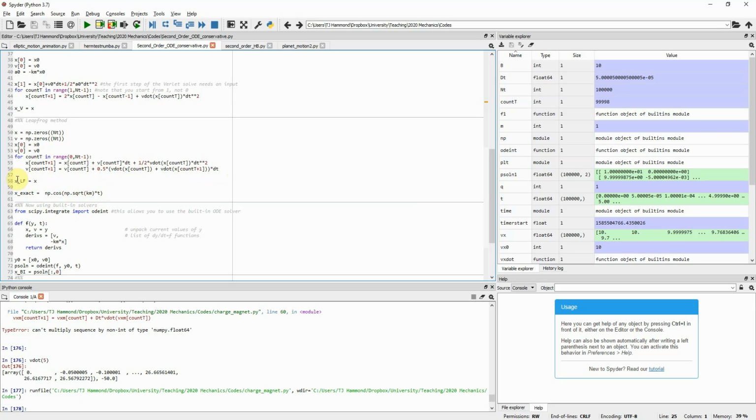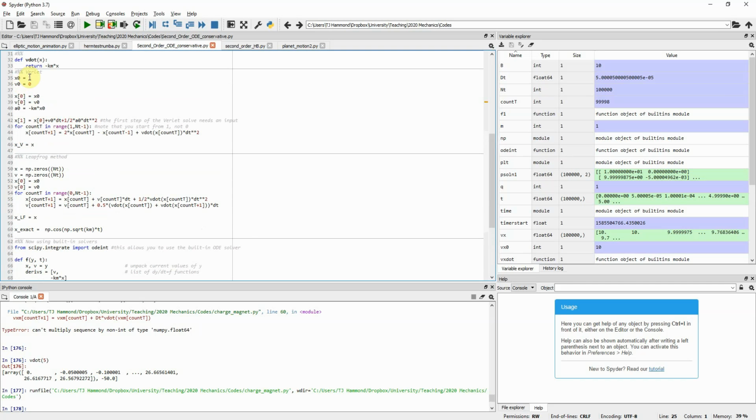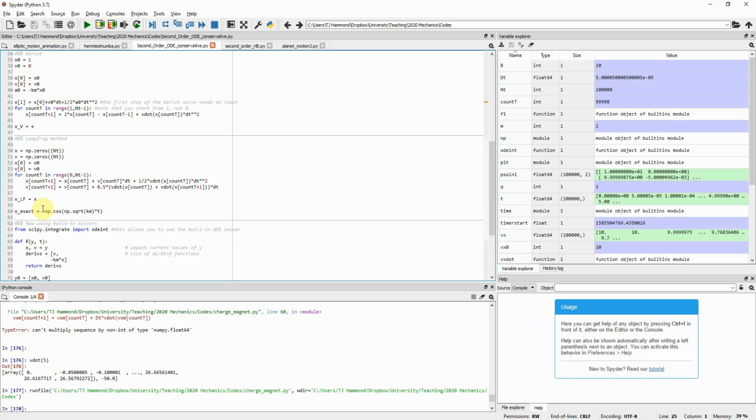And so we can put that as this position array x_LF, for leapfrog. And then the exact solution, we know what that is because we're starting off with initial position of 1 and initial velocity of 0, so we know this solution is just going to be 1 times cosine the square root of k over m times t.